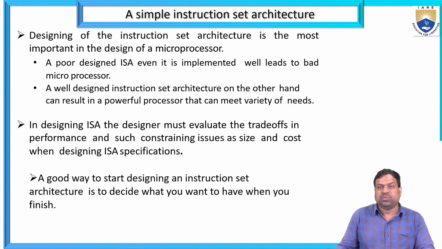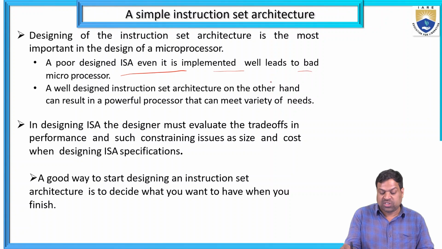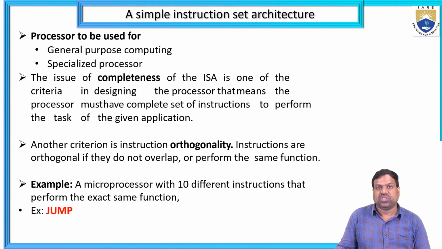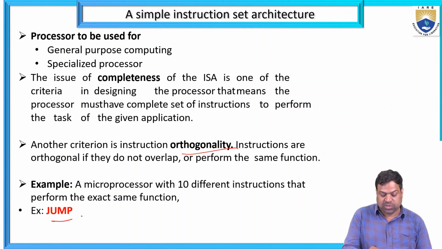And the design of the instruction set architecture is the most important part in the design of a microprocessor, and poor design of the instruction set leads to a bad microprocessor. But in ISA design we must evaluate the trade-offs in the ISA specification. A good way to start is to consider whether the processor will be used for general purpose or as a specialized processor. When I'm taking general purpose, we have to go for completeness and orthogonality. Suppose I'm taking a jump function; different instructions are needed to perform the operation.